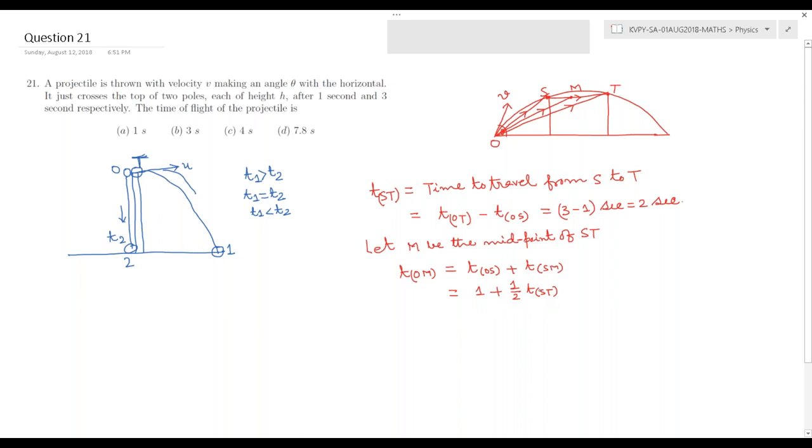Now I was expecting a question: how come the time to travel from S to M is equal to the time to travel from M to T? Though the distance is the same, how come the time can be equal? What could be the reason? You can type your answer if you think you know what the reason could be.